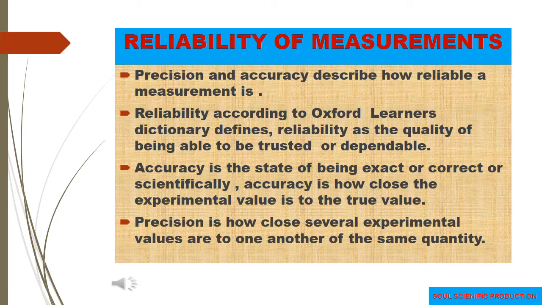Reliability of measurements. Precision and accuracy describe how reliable a measurement is. Reliability, according to Oxford Learner's Dictionary, is the quality of being able to be trusted or dependable. Accuracy is the state of being exact or correct. Scientifically, accuracy is how close the experimental value is to the true value. Precision is how close several experimental values are to one another of the same quantity.